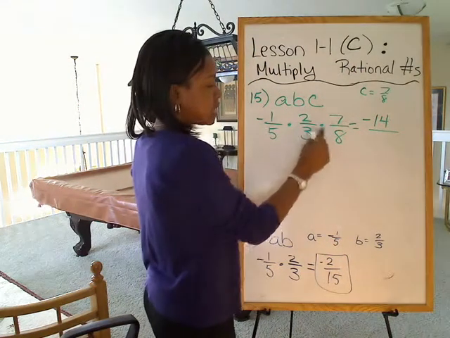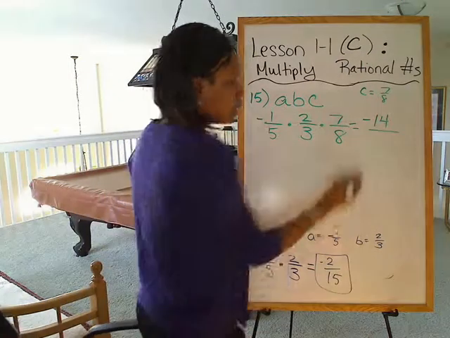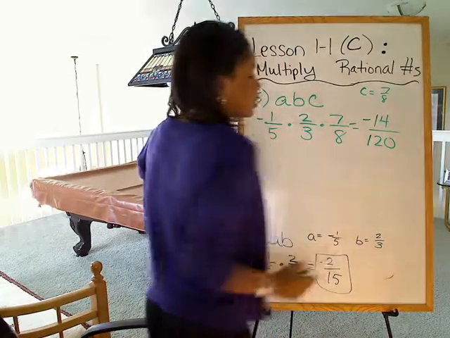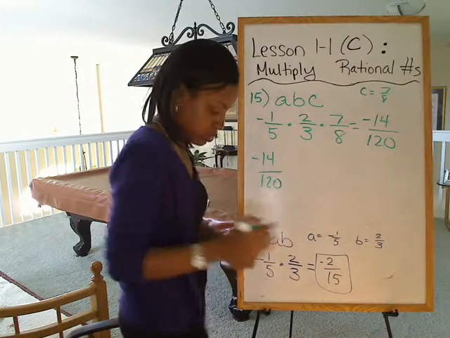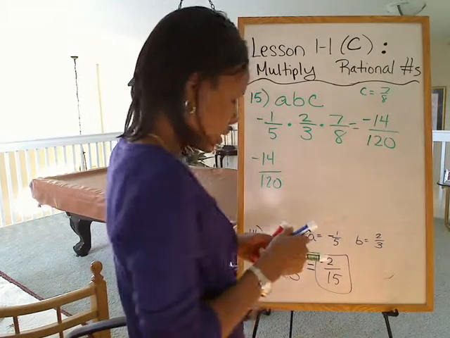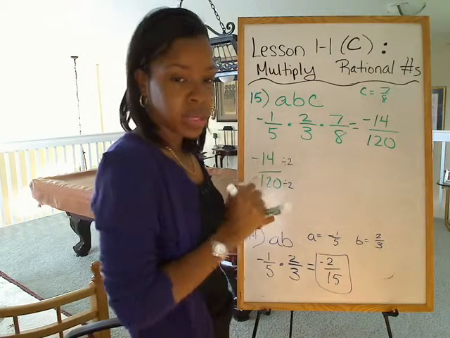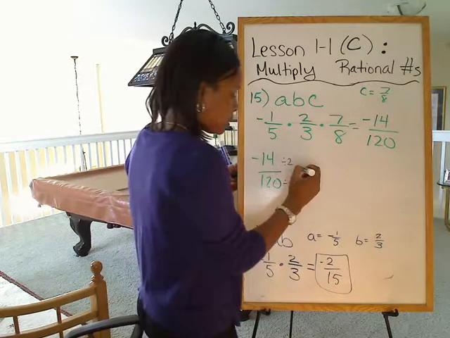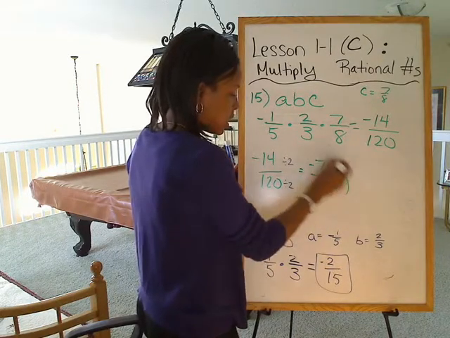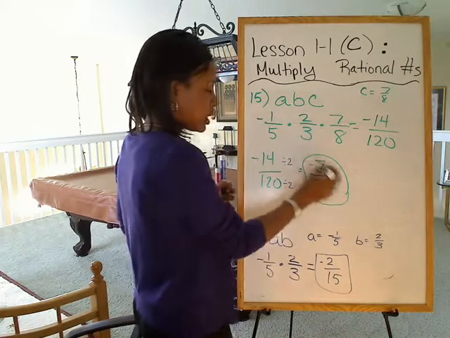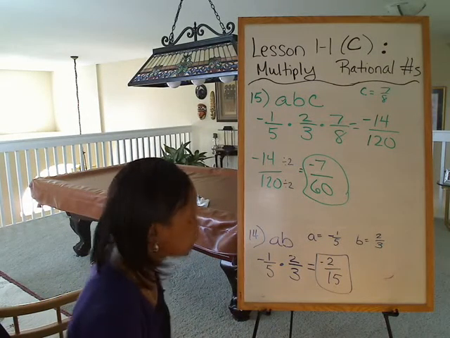5 times 3 times 8, I do not know, is 120. So you get negative 14 over 120. I can divide by 2, I know. I don't know if that's the biggest number, but we'll find out. And when I divide by 2, negative 14 divided by 2 gives me negative 7. 120 divided by 2 gives me 60. And I know that there are no other numbers that go into 7 and 60, so I'm done. Negative 7 over 60 is my final answer.